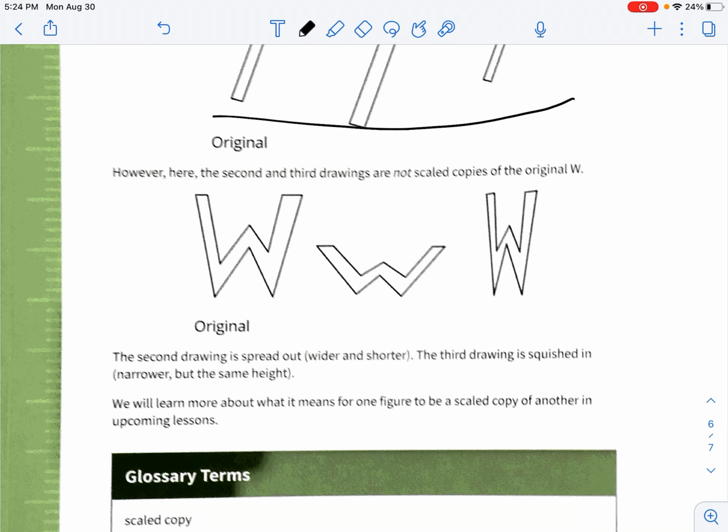Down here, these two are not the same shape. This one is wider and shorter, and then this one and this one are not the same. This one is the same height, but it's just skinnier.